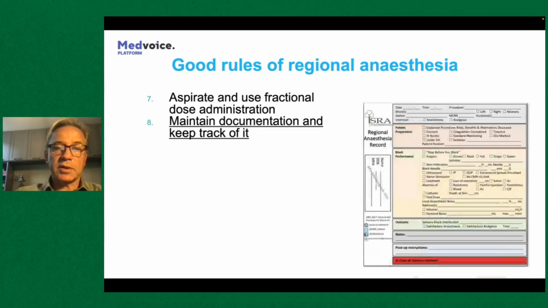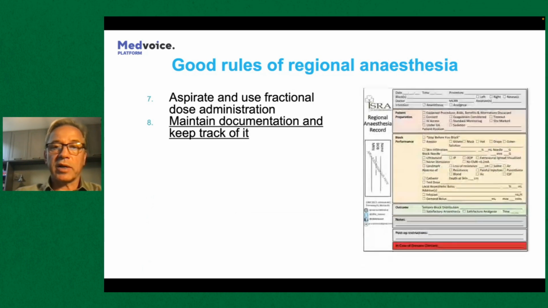Use the form. This is an example. This is the regional anesthesia record recommended by the Irish Society of Regional Anesthesia. Dated. Name the procedure. Name the block. Document that you have explained the procedure to the patient, that you obtained the consent, that you put the intravenous access, you considered anticoagulation or coagulation, you have performed stop before you block, you didn't put the block on the wrong side, you have been sterile, document that.